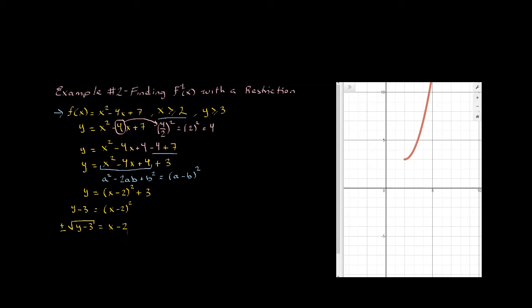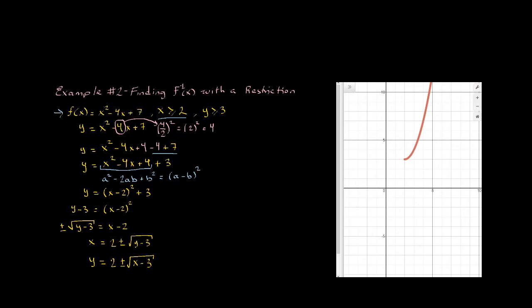Now I'm going to add a positive 2 on both sides of the equation, and I'm going to get x equals 2 plus minus the square root of y minus 3. And now I'm going to interchange the x and the y. I'm going to get y is equal to 2 plus minus the square root of x minus 3.